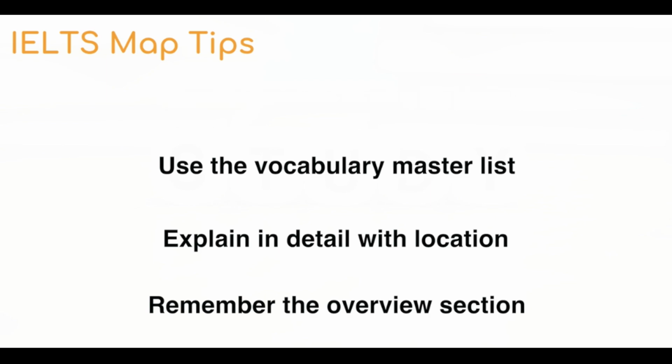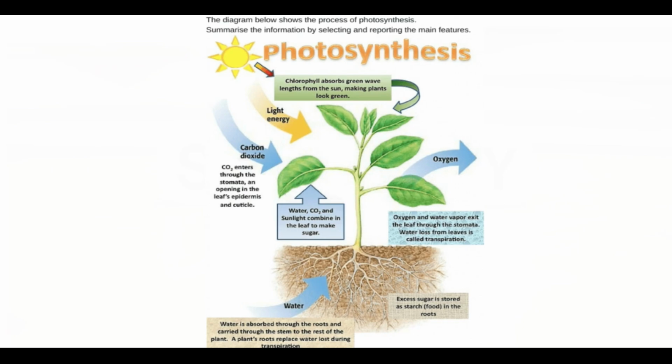That's all for our map model answer. Let's move on to the process report. Here is the process that I'll be writing a model answer for. With processes, they'll either be natural or man-made, and of course this is a natural process called photosynthesis.